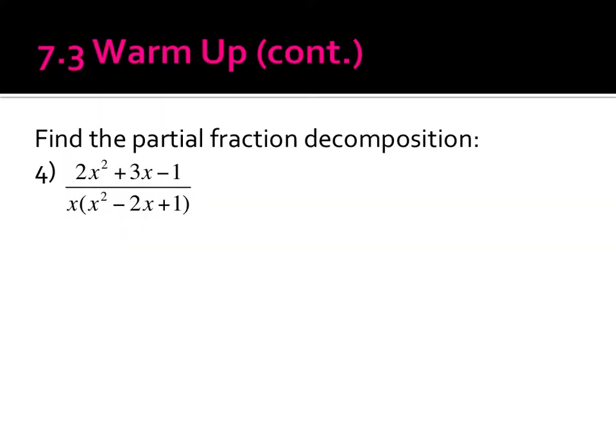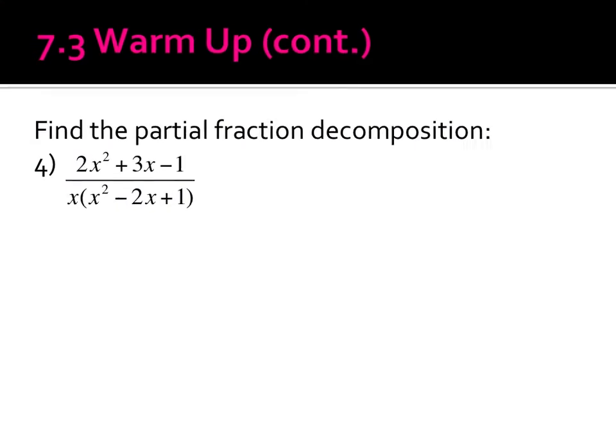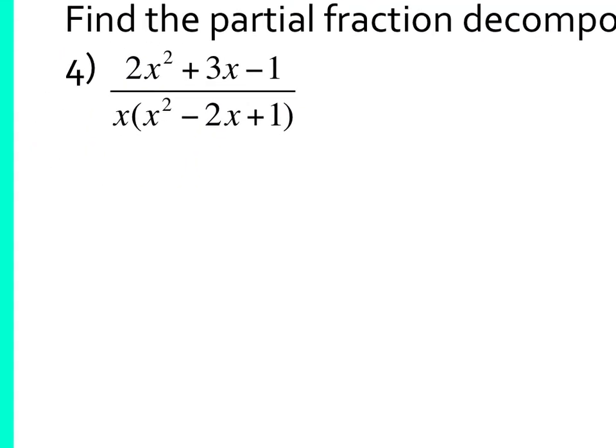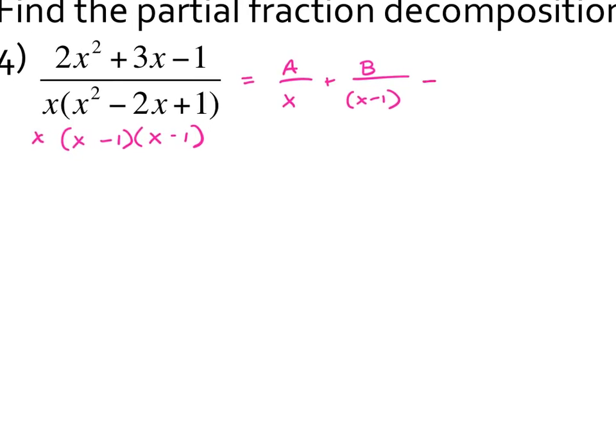Because you can't. All right, then the last one was your repeated factors. So the first thing I have to do is factor the second trinomial here. This is x, and then this is x minus 1 times x minus 1, which is my repeated factor. So when I rewrite these denominators out, I get a over x, b over x minus 1, and then this would be c over x minus 1 squared.